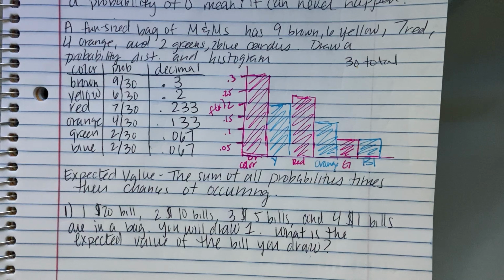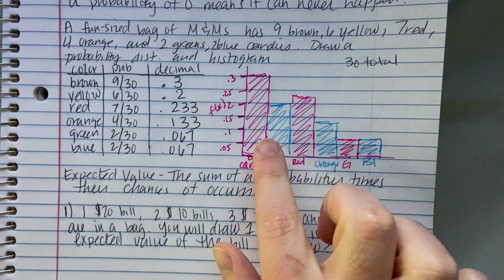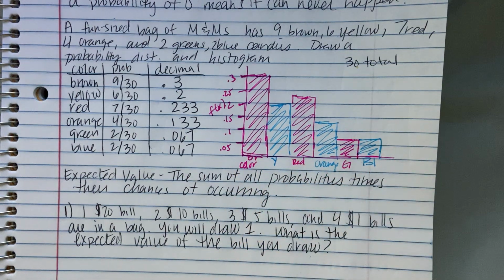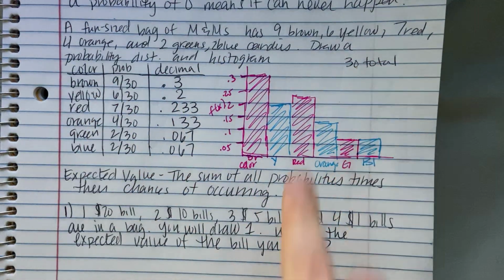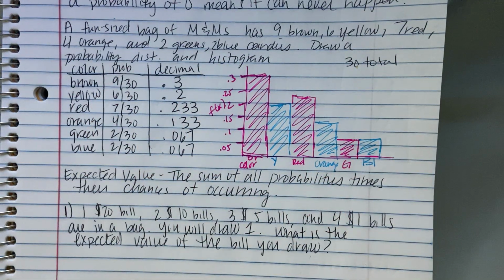It's really just a table and a bar graph, just with some slight changes, like you have to have all these even widths and they all have to be touching. So I don't think anyone should struggle too much with that. Just remember that a probability distribution, if you have the numbers here, you take them and you divide them by the total to get their chances of occurring.